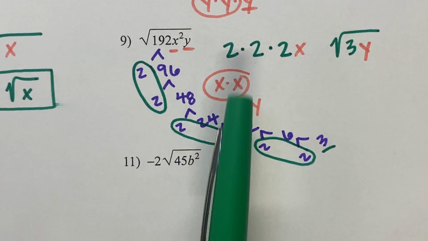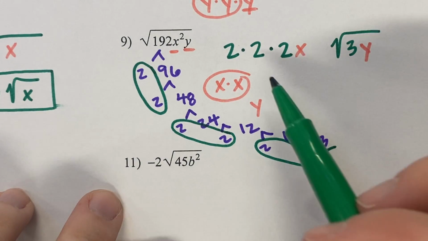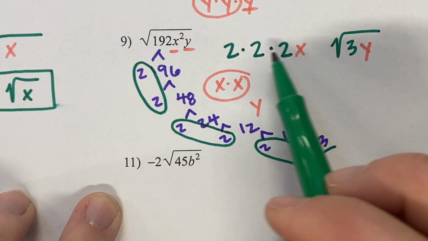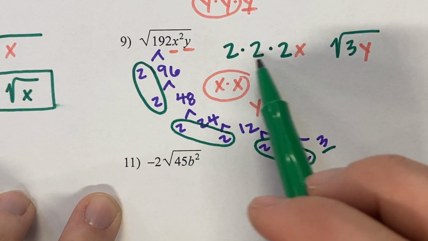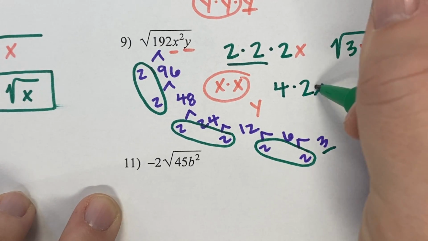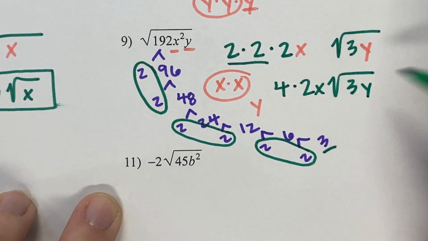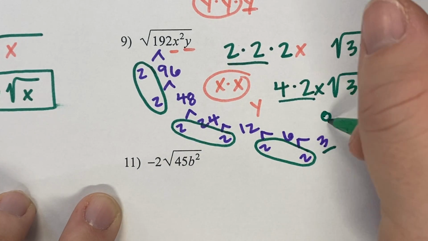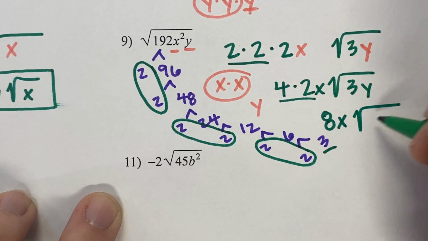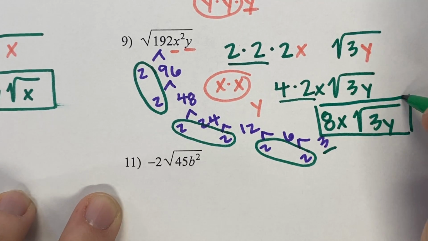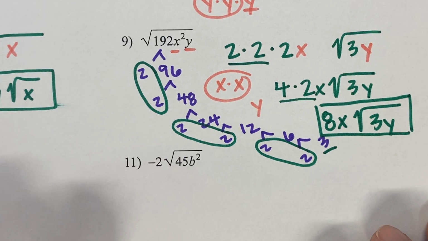Beautiful. So now I just need to simplify this. So this is saying 2 times 2 times 2. In other words, what's 2 times 2? We have 4 times 2x root 3y. Not our full answer yet, because now what's 4 times 2? 8x root 3y. And there's our final answer.